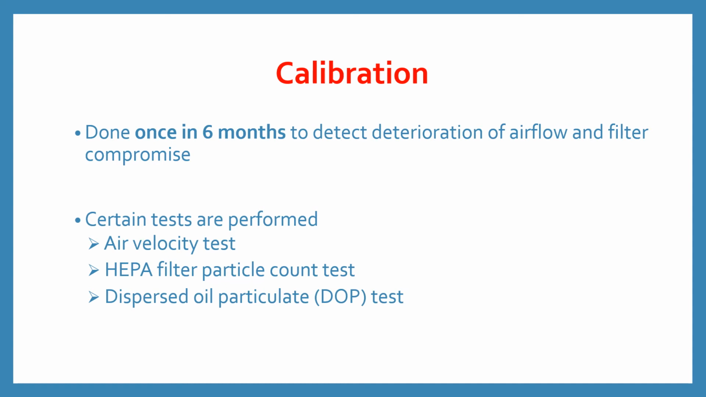Calibration. It must be done once in 6 months to detect deterioration of airflow and filter compromise. Some of the tests performed are the air velocity test, the HEPA filter particle count test, and the dispersed oil particulate or DOP test.